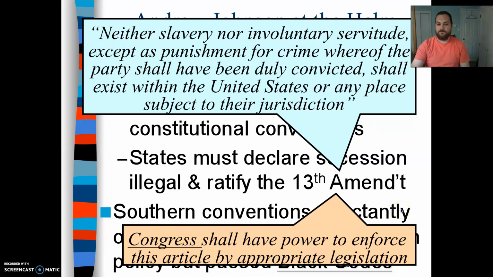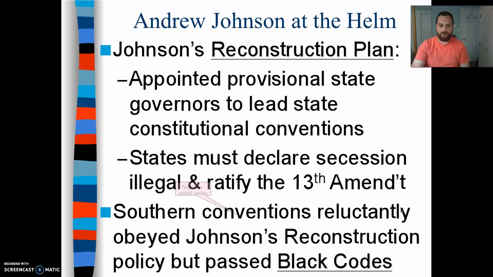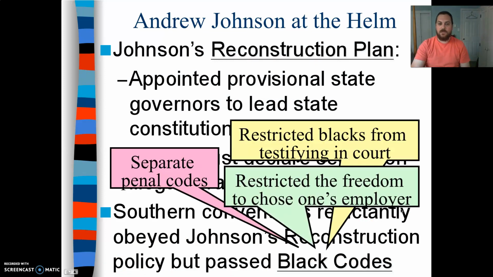Johnson tries to step in. Black codes are separate legal codes. If a white person and a black person do the same crime, they're treated differently. That's a huge problem. Although it's not illegal at this point because the 14th Amendment doesn't exist. It restricted who you worked for. You couldn't work for anybody. Well, that's involuntary servitude. It also restricted black people from testifying in court. So if you were accused of a crime as a black person, your testimony wouldn't always be listened to.